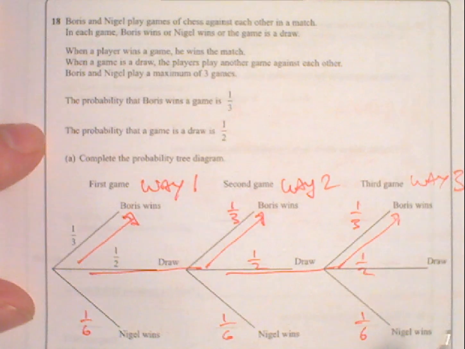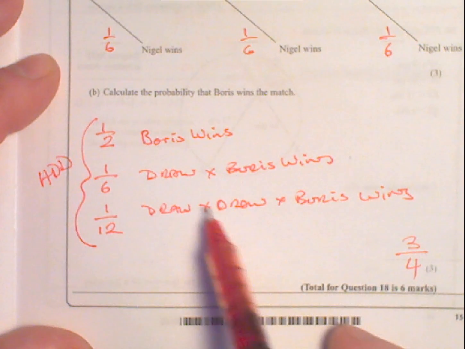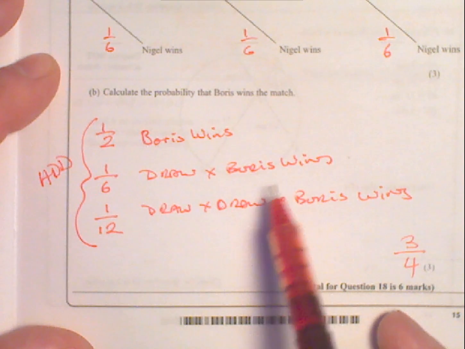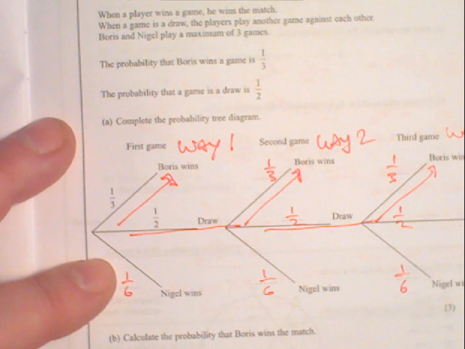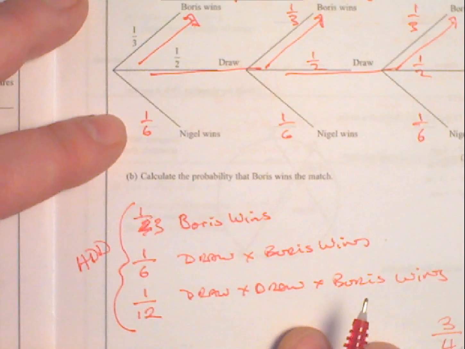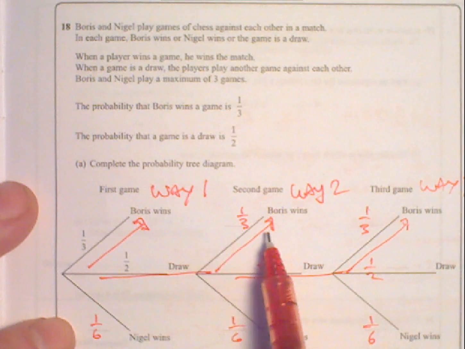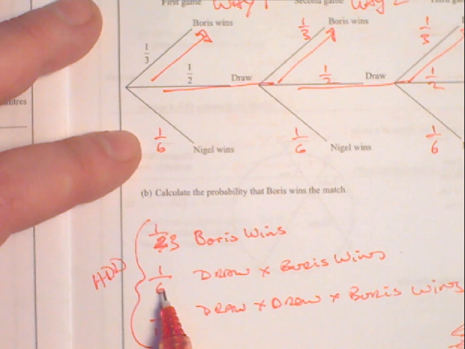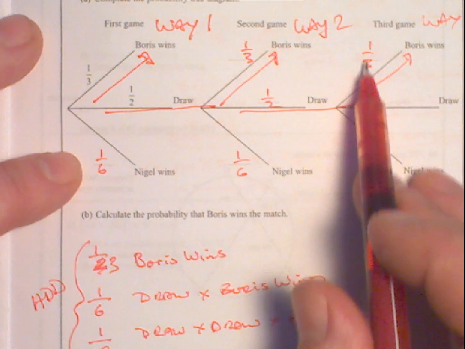So I've represented those three ways here: Boris wins straight away; Boris draws the first game and wins the second game; and Boris draws, draws, and then wins the third. Well, I got a half, but actually that half is wrong, isn't it? It should be a third, so let me just change that. That's a third. And this one is a half times a third, which is a sixth, so that's good. And then a half times a half is a quarter, and a quarter times a third is a twelfth, okay?